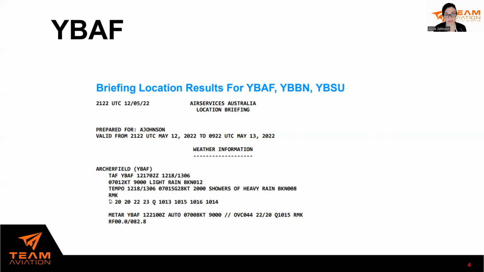Our final section here is RMK, which means remark. We can see here we have a T, which stands for temperature. So we have 4 different temperatures here. So that is the forecast temperature for the duration of this terminal area forecast.